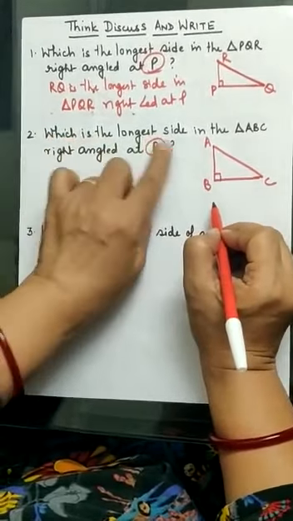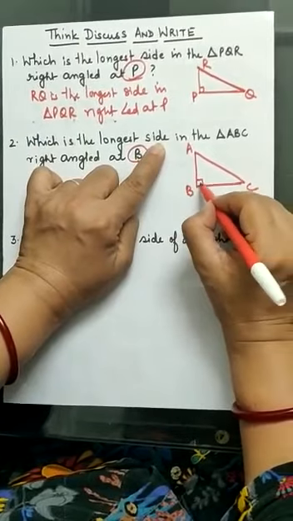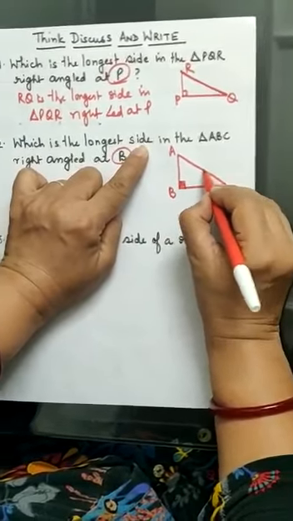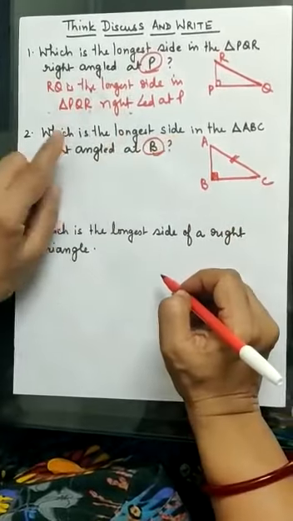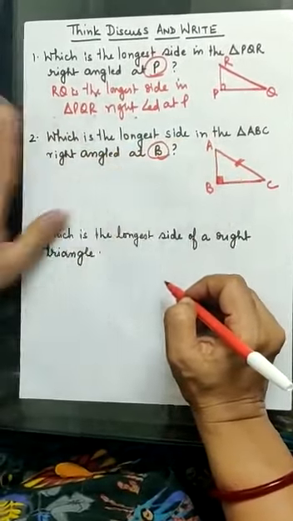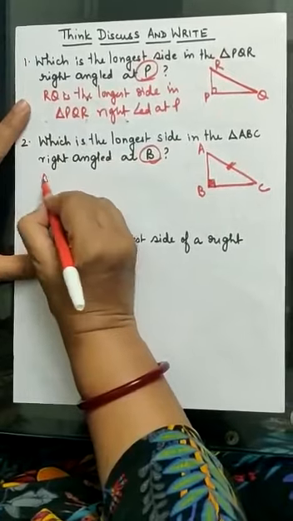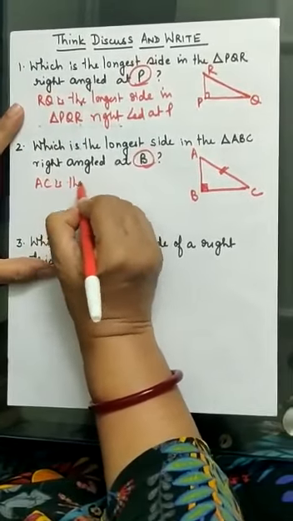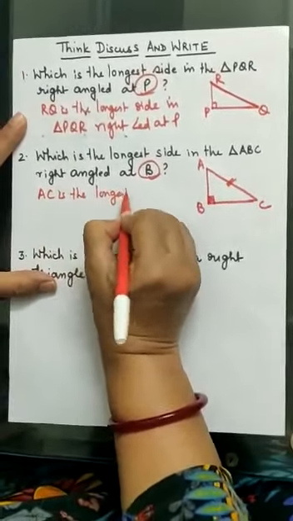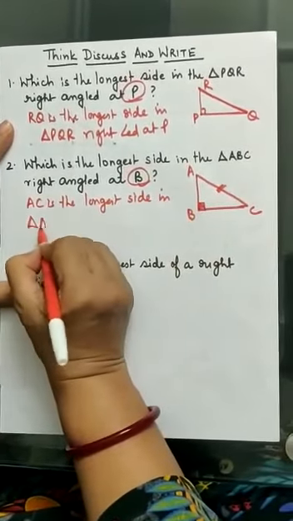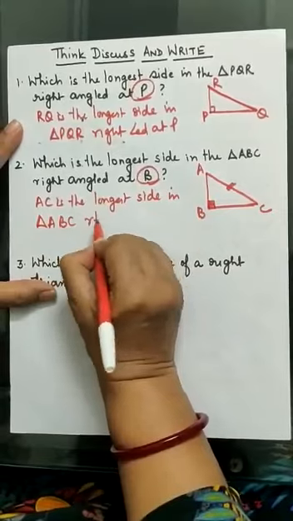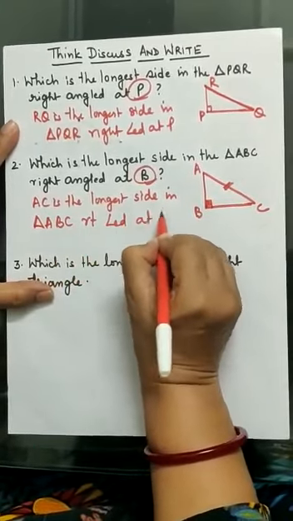Now which is the longest side? So side opposite to right angle is the longest side. So side opposite to right angle is what? This side. So AC is the longest side. So we write here AC is the longest side in triangle ABC, right angled at B.